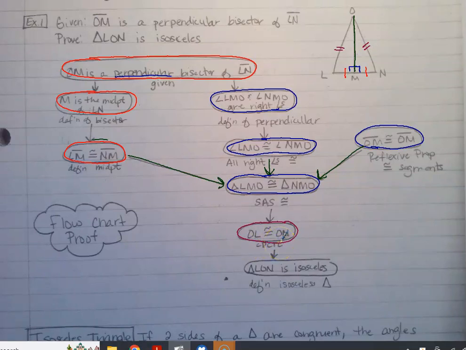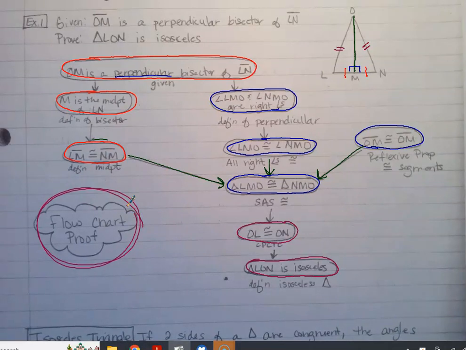And so now we can say that triangle LON is isosceles because we just proved that two sides of that LON triangle were congruent, which is the definition of the isosceles triangle. Two sides have to be congruent. And again, this is called a flowchart proof. Can you use that? Yes. We are going to use them.